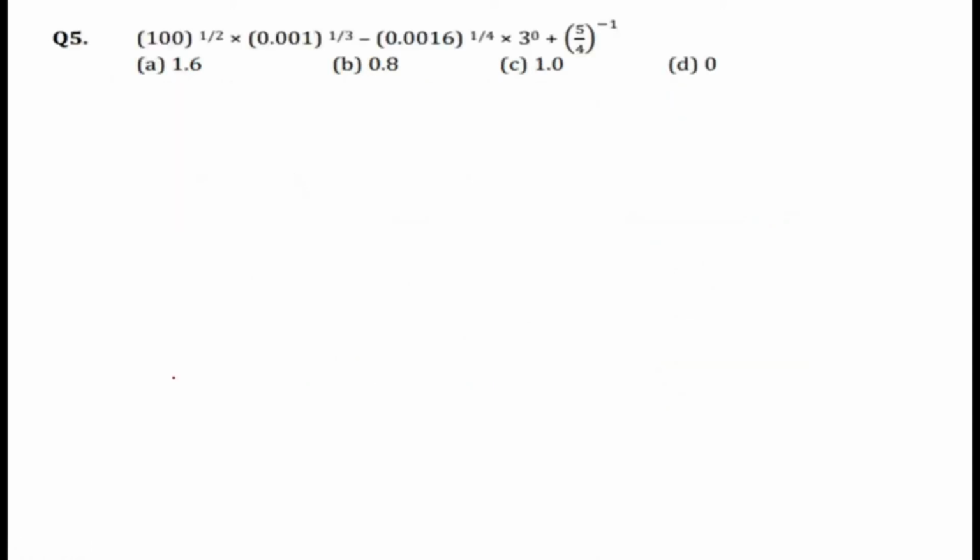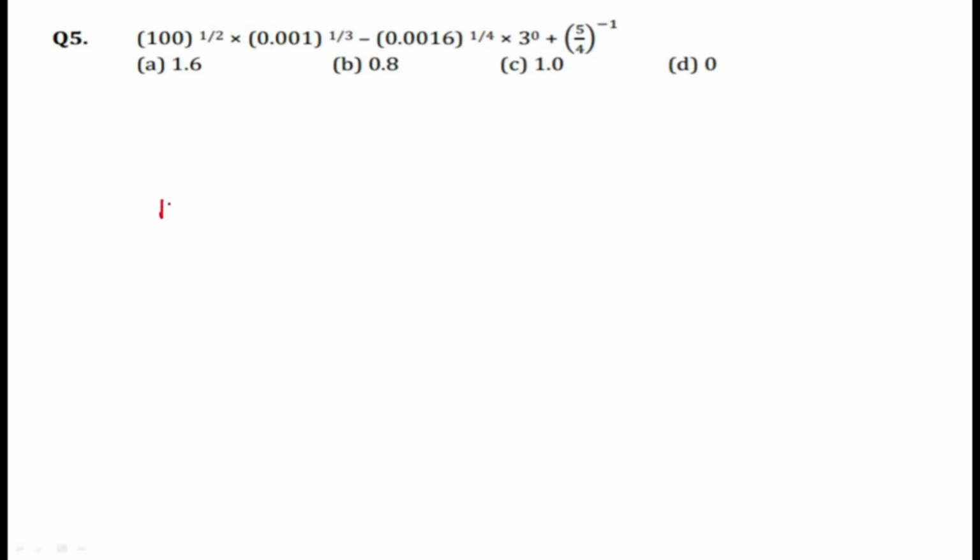Next one. Next simplification here: 100 power 1 by 2, 0.001 whole power 1 by 3 minus 0.0016 whole power 1 by 4 into 3 power 0 plus 5 by 4 whole power minus 1. Definitely for the simplification, you can expect one question. Just focus on calculation, how we are simplifying every value.